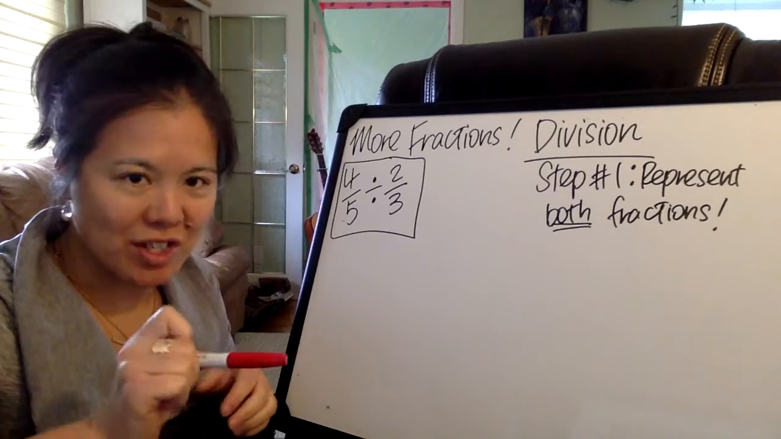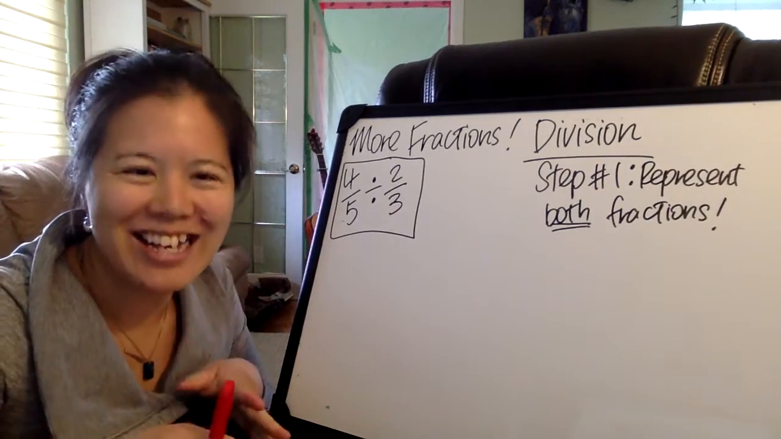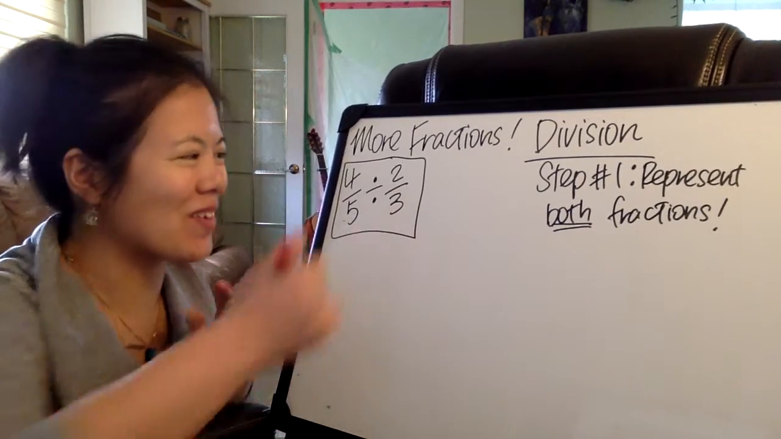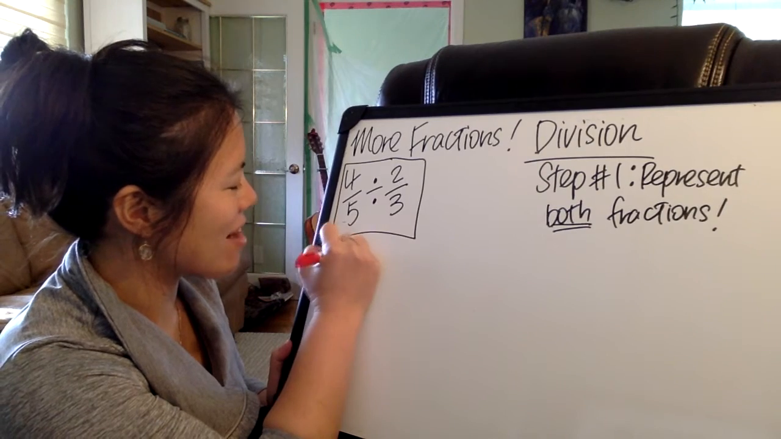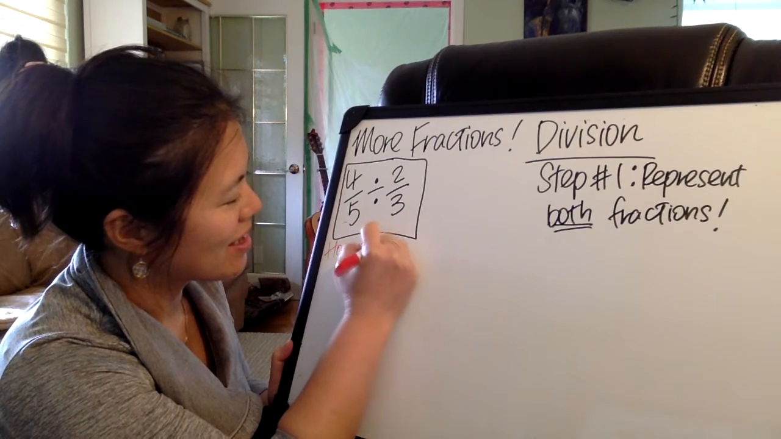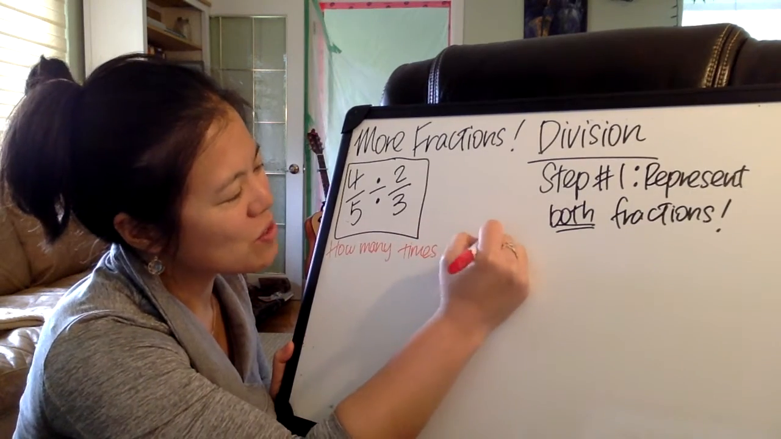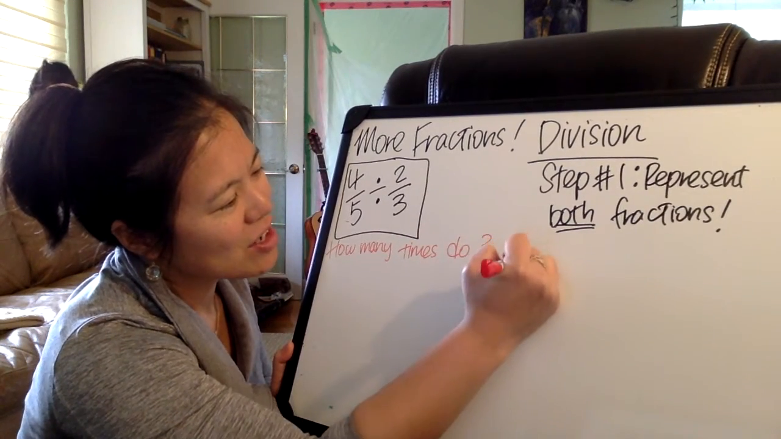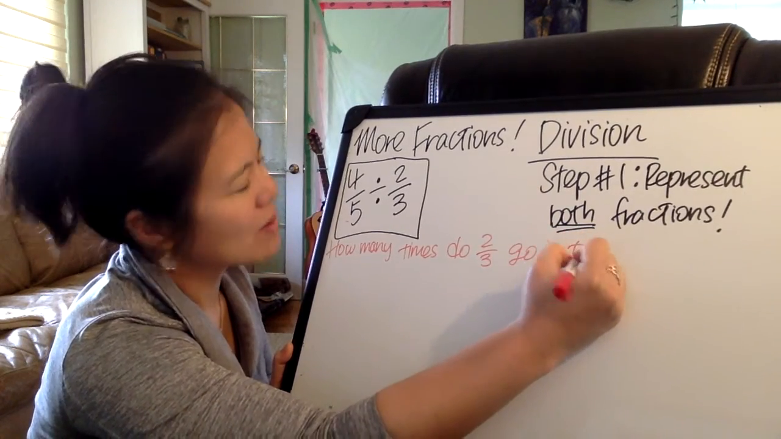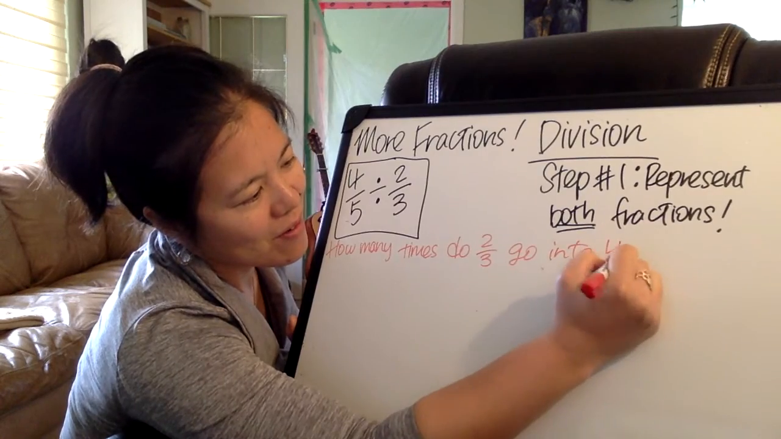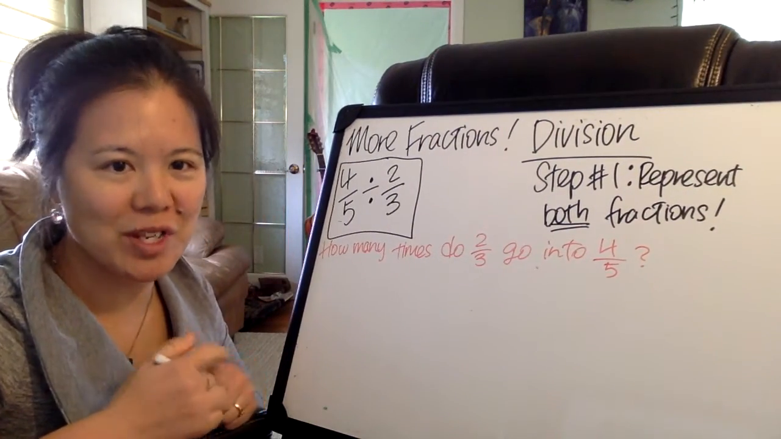So division, let's figure out what the question is actually asking you to do. What are we trying to solve? What we're trying to solve right over here is how many times do 2/3 go into 4/5? So that's the question. How many times do 2/3 go into 4/5?